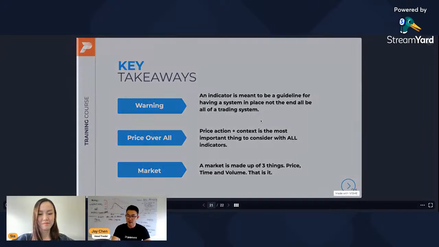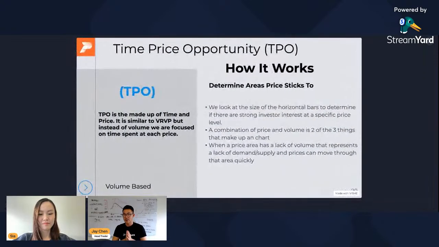So here is the extra one. This one I actually just started using, so I am learning it as well. This is a time price opportunity. This one in combination with a VRVP is like a god set of indicators, because the TPO is made up of time and price.